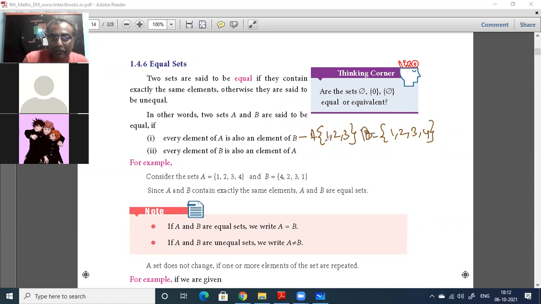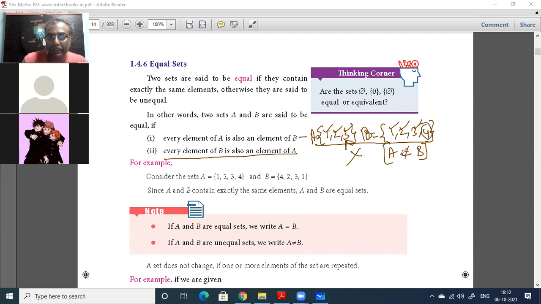Are these sets equal? Every element in A is there in B. See, 1 is there in A, 1 is in B. 2 is there in A, 2 is in B. 3 is there in A, 3 is in B. Are they equal? Yes, uncle. No. Why? Because every element of B must also be an element of A. 4 is an element of B. Is it an element of A? No, uncle. So these two sets are not equal. A is not equal to B.